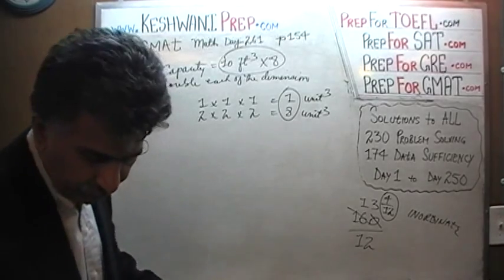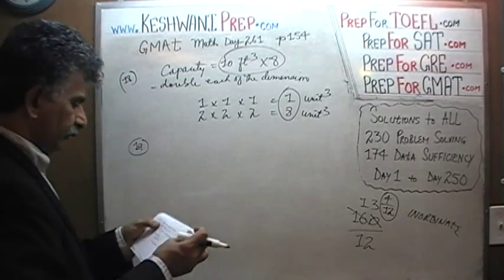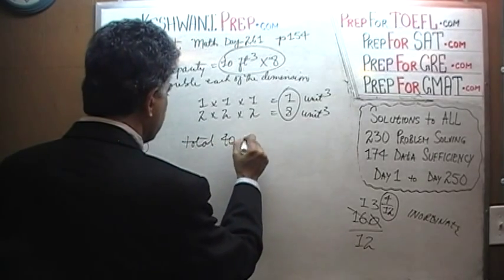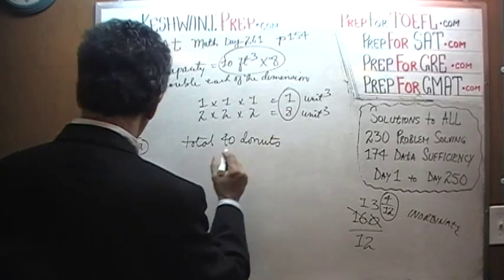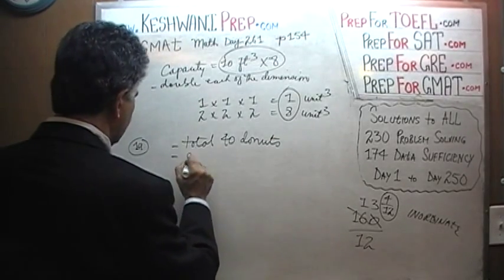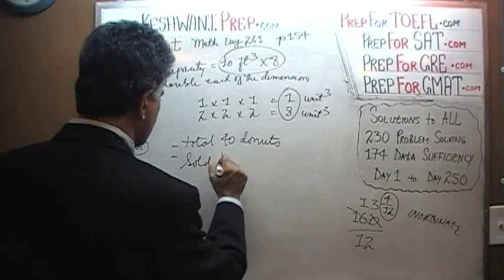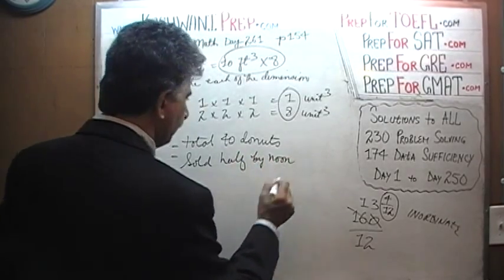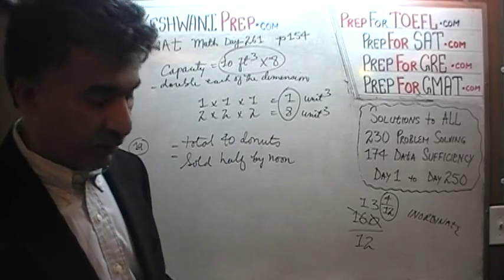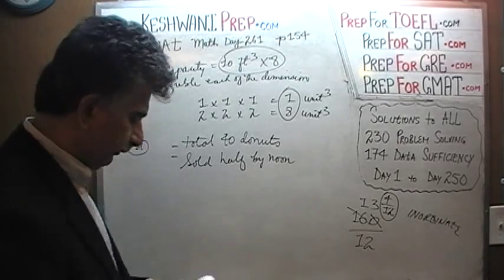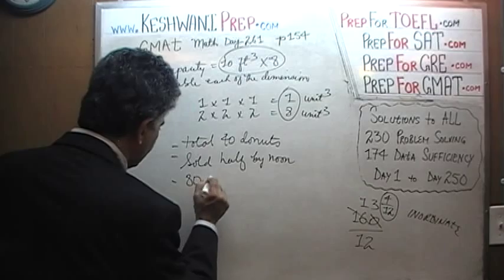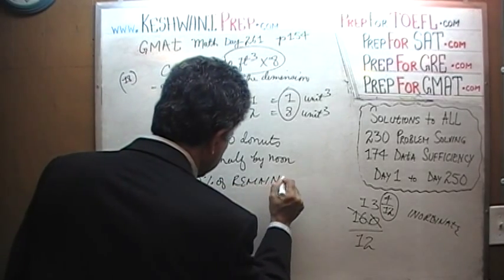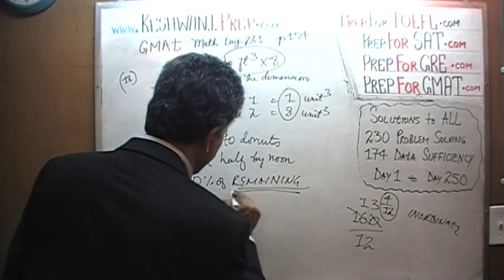In number 19, we are told that we have a total of 40 donuts. We were told that we sold half of these by noon. Apparently we opened the shop with 40 donuts. By noon we have sold half of them. And then we are told that we sold 80% of the remaining. This part is very important.